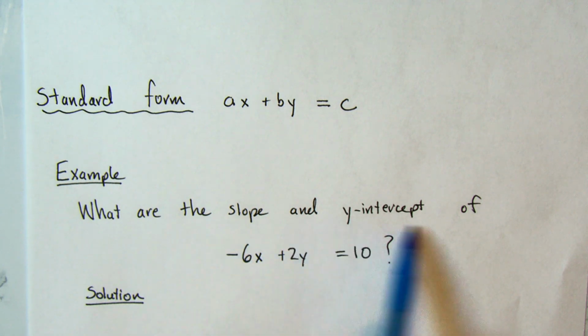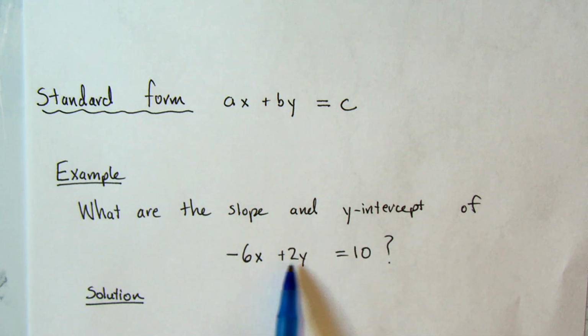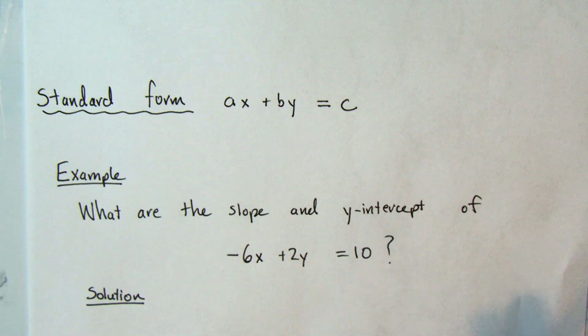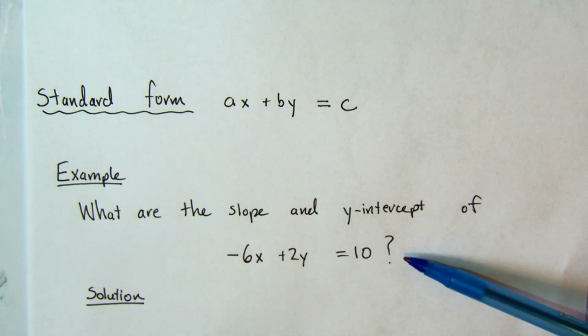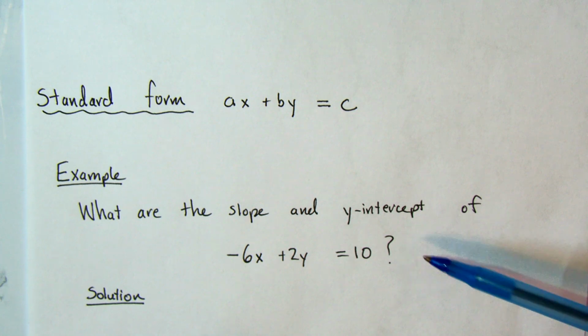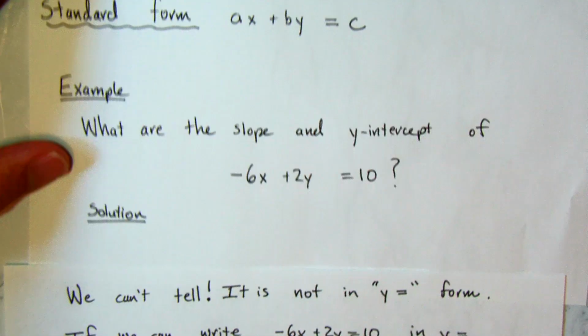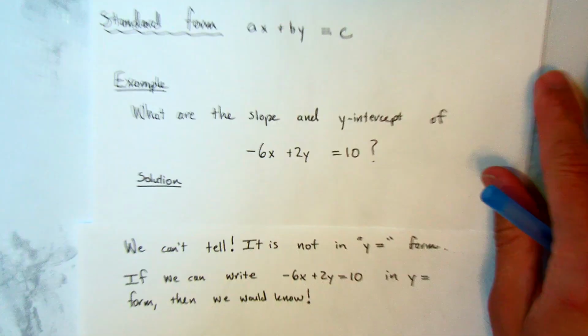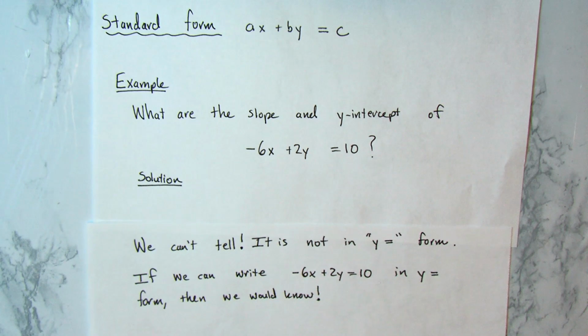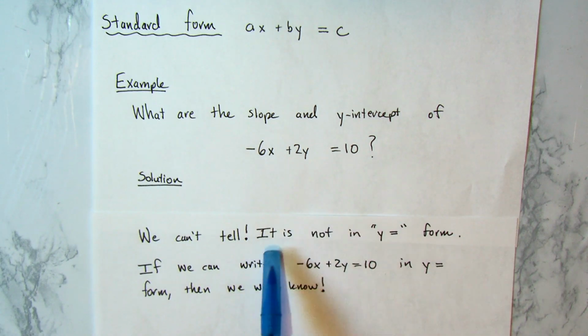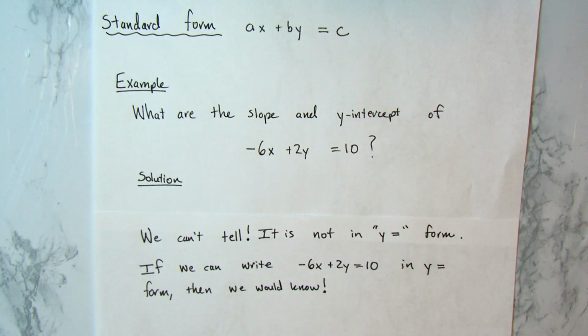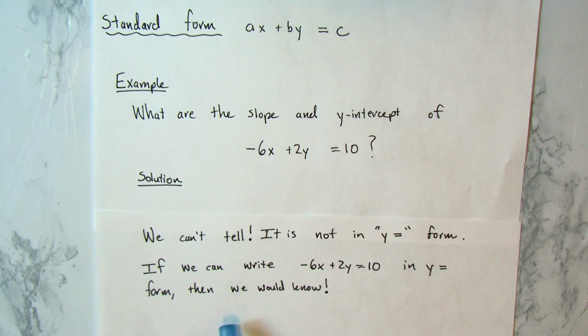What are the slope and y-intercept of negative 6x plus 2y equals 10? This time I want you to guess. So please guess. Alright, well, it turns out that was kind of a trick question. When you have an equation in standard form, we can't really tell because it is not in y equals form. If we can write negative 6x plus 2y equals 10 in y equals form, then we would know. We would know right away what is the slope and what is the y-intercept. So let's do that.